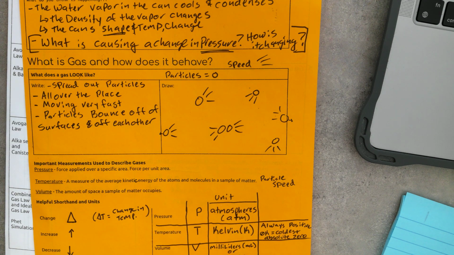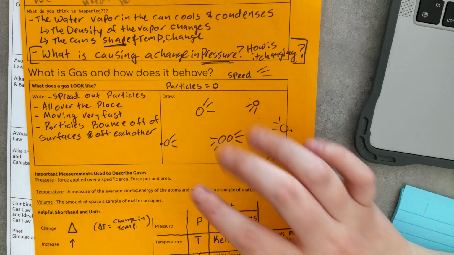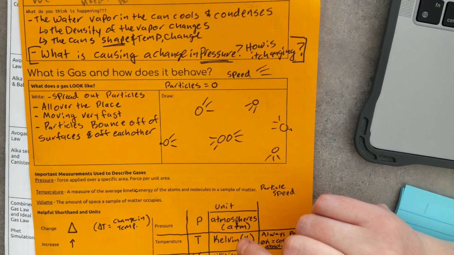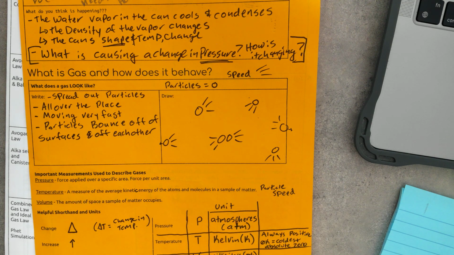Hello everyone. In this video I'm just going to go over the last little bit of stuff we talked about with the can crush activity and also start going over a little bit of the notes on gases and how they behave. Now at the top of this paper, and you might notice I have a yellow paper here. Your paper might be a different color because I changed the colors for each class period.